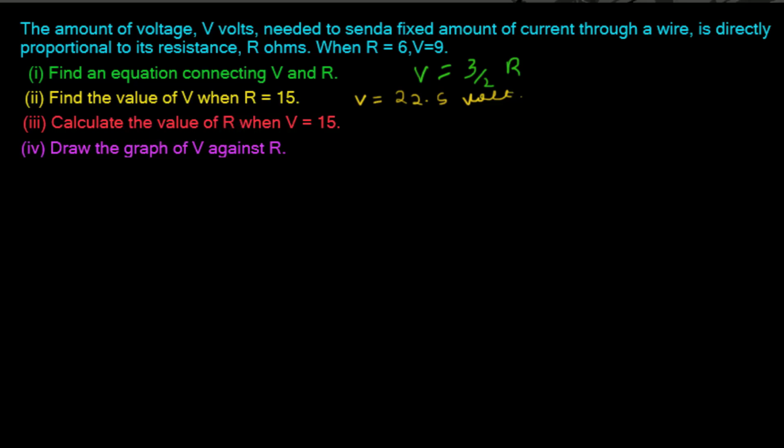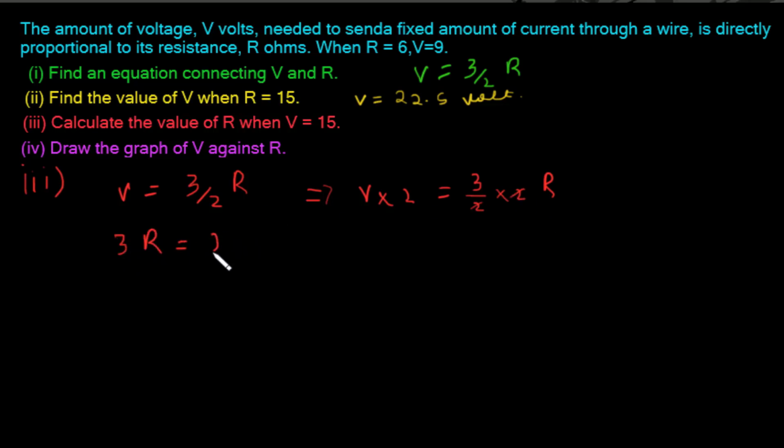Next, we need to calculate the value of R when V is equal to 15. So again, using this master equation to solve part 3, it is V is equal to 3 by 2 times R. As we need to find R, I need to isolate R. To do so, I will use simple algebra. To isolate R, I will multiply by 2 here. As I have multiplied 2 on this side of the equality, to cancel this 2, I will multiply by 2 on this side of the equality as well. So this will cancel, and I will come up with 3R is equal to 2V. Now dividing by 3 to isolate R. As I am dividing by 3 on this side of the equality, I will divide by 3 on this side as well to keep the integrity of the equality.